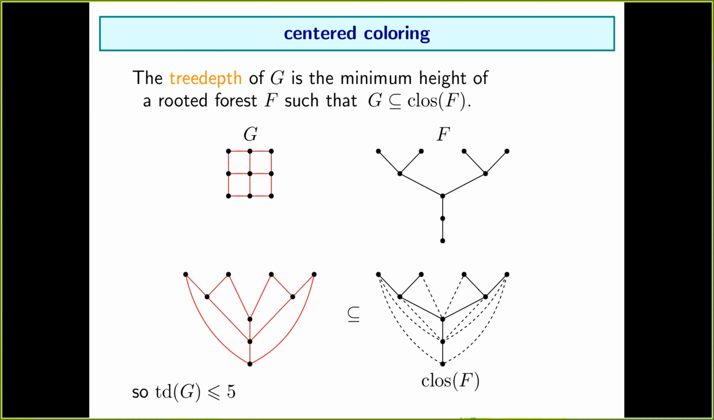Tree depth is a parameter that is usually compared with the pathwidth or the treewidth of a graph. It is heavily studied in structural graph theory, with algorithmic applications too. And indeed, it coincides with the centered chromatic number. This is easy in both directions. So let's have a quick look. For example, if we have this representation, this witness for the tree depth, we can color the vertices of a graph layer by layer using one color per layer.